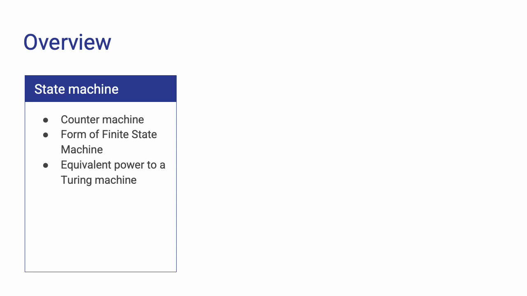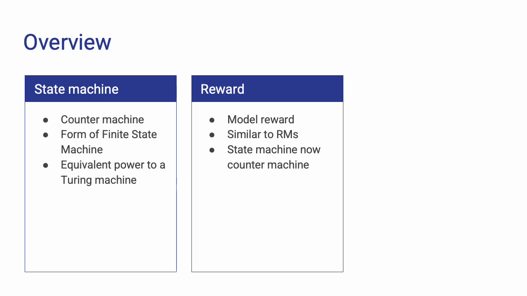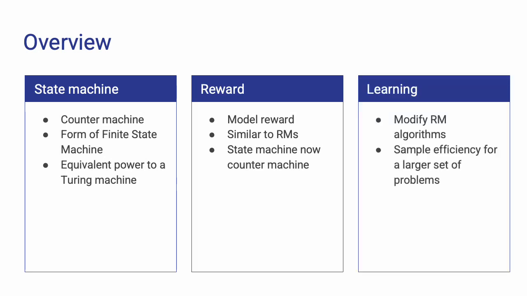We replace the finite state machine at the core of the reward machine formulation with a count machine. This is an automaton variant which has equivalent recognition power to a Turing machine. This allows us to model the reward in a similar manner to reward machines, while extending the set of expressible problems to all formal languages, as opposed to just regular languages.